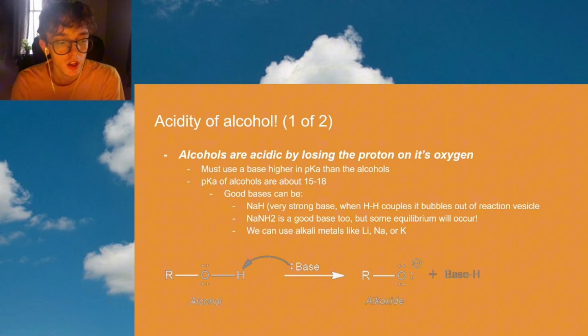If I have 10 moles of alcohol and I put the equivalent amount of NaH in there, it's going to irreversibly turn all 10 moles of that into alkoxide ions. Okay, another base that we can use is NaNH2. Remember that our nitrogen bases are pretty good, right?